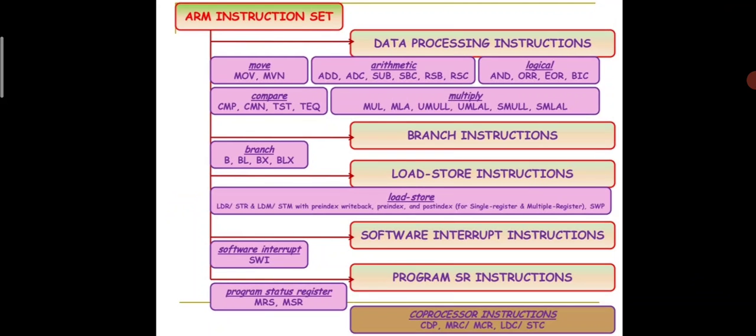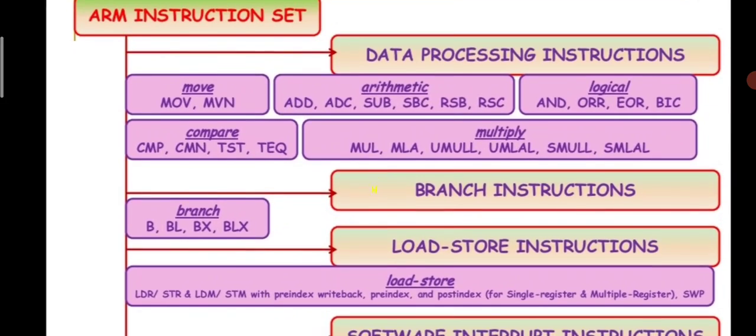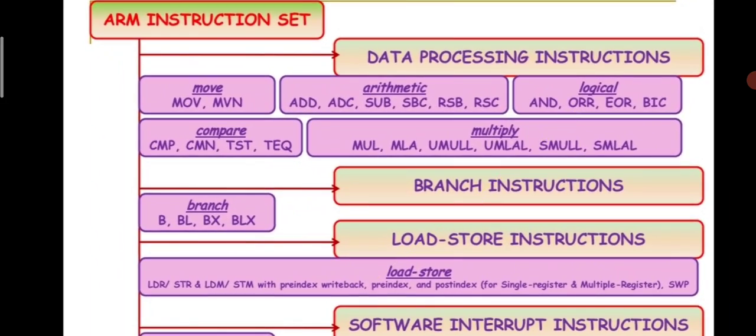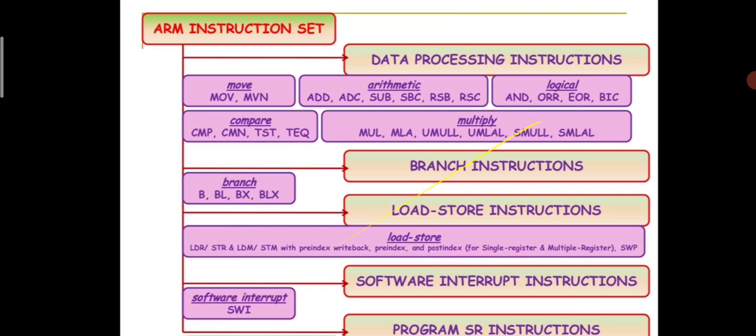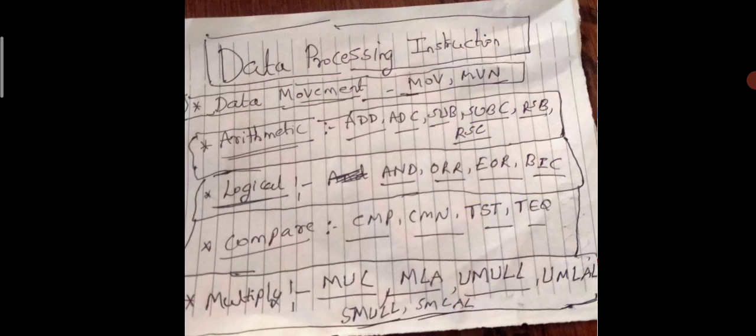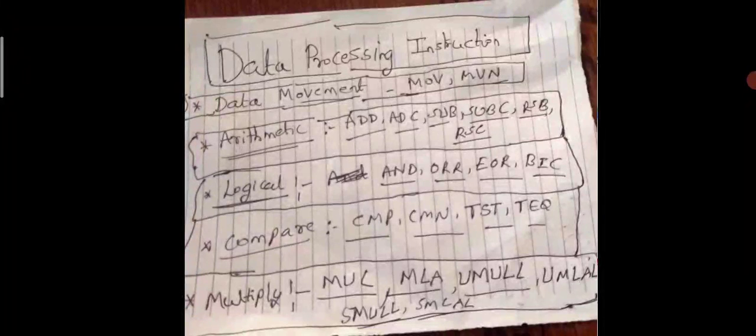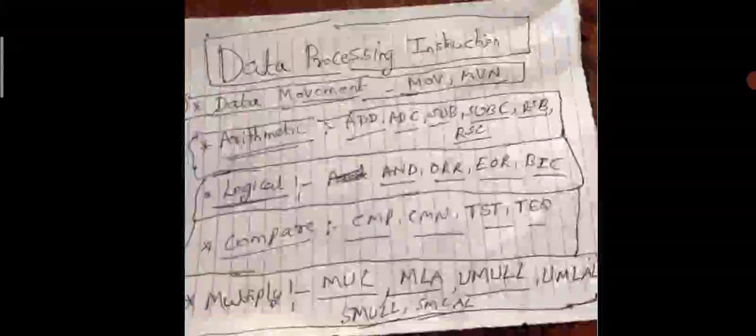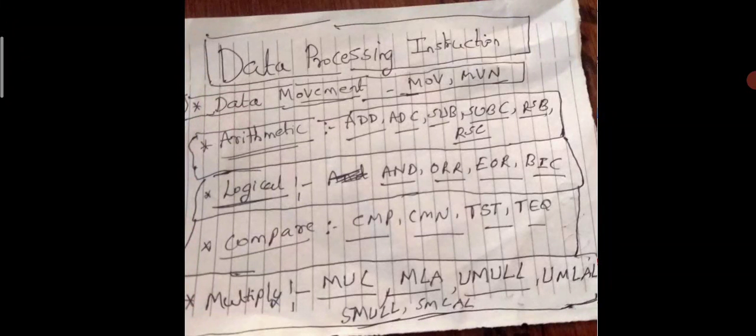Among these, the data processing instruction is used to manipulate data within a register. For data movement, the move instruction, MOV, and MVN instructions. Then arithmetic instructions: the add instruction, which is used for addition; ADC, add with carry instruction; subtract instruction; subtract with carry instruction.